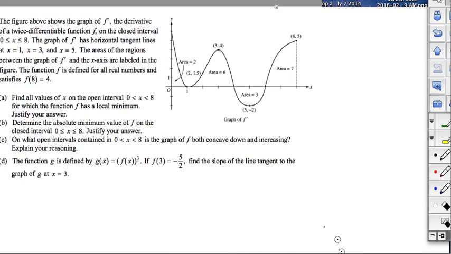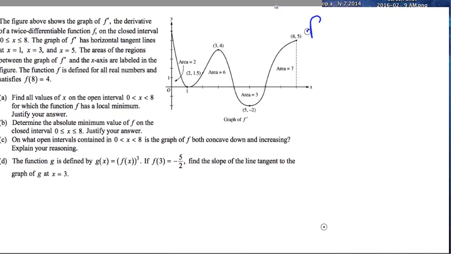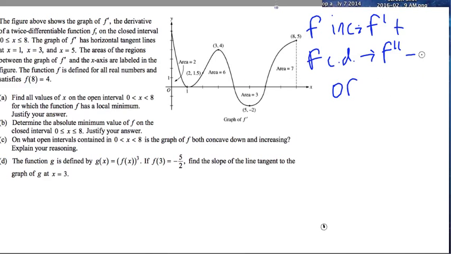All right. We have to determine the intervals on which f is concave down and increasing. So let's just write out a couple of statements. If f is increasing, f prime is positive. If f is concave down, that means that f double prime is negative, or in this case, if f double prime is negative, f prime was decreasing, right? If f double prime is negative, that means the graph above it, right, f prime is a decreasing function.